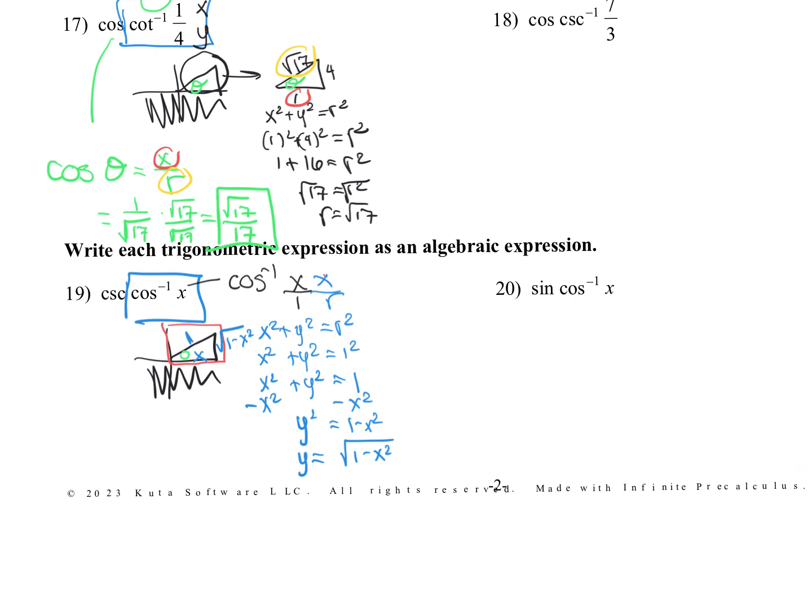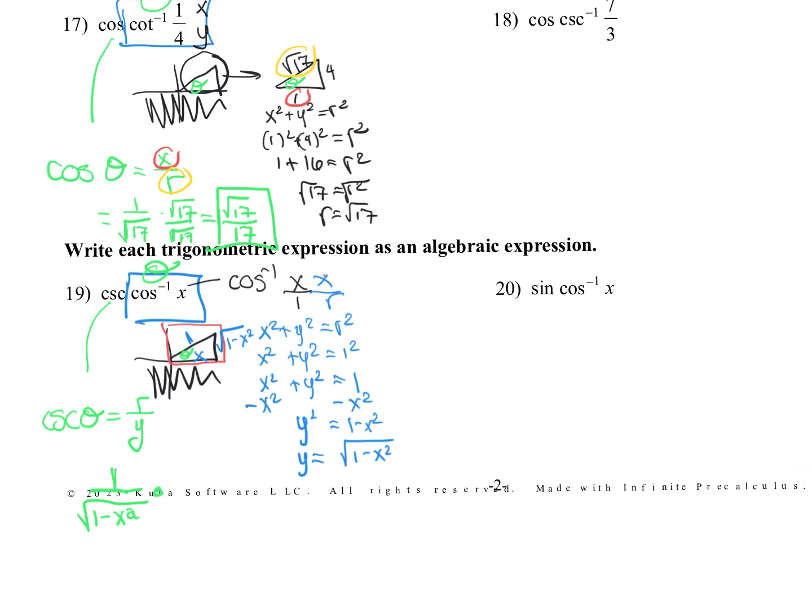So I've made the angle exist. It's right there. It's theta. So this whole thing becomes a theta, and I'm left with cosecant of theta. Cosecant is sine's friend, and sine is the y over the r. So cosecant is the r over the y. So that's going to get me 1 over the square root of 1 minus x squared.